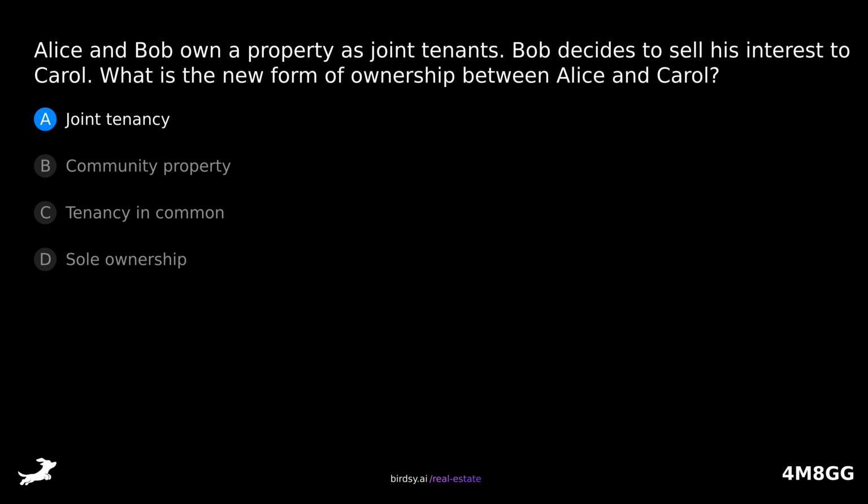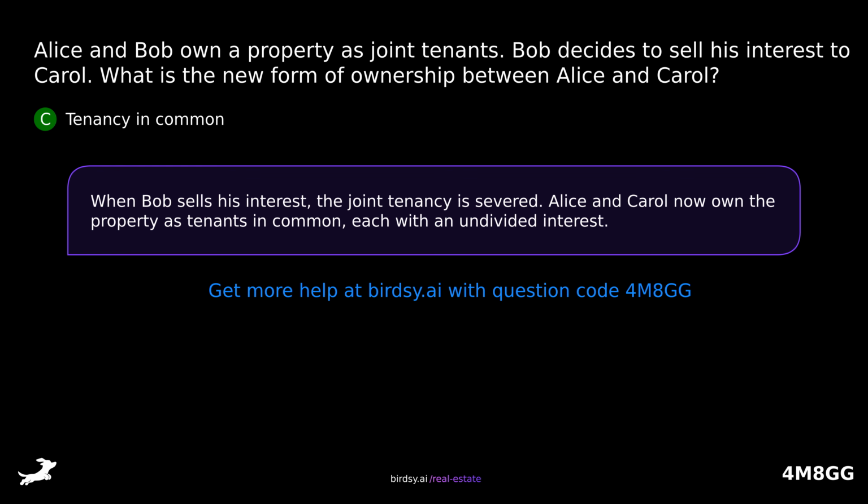Is it A, joint tenancy, B, community property, C, tenancy in common, or D, sole ownership? The answer is C, tenancy in common. When Bob sells his interest, the joint tenancy is severed. Alice and Carol now own the property as tenants in common, each with an undivided interest.